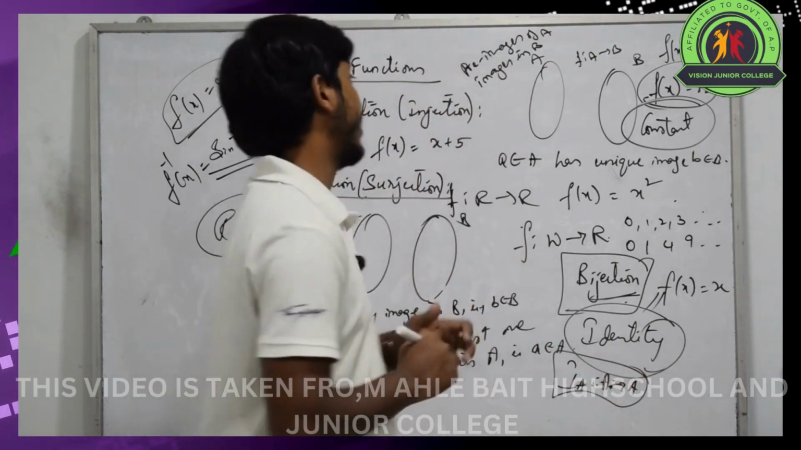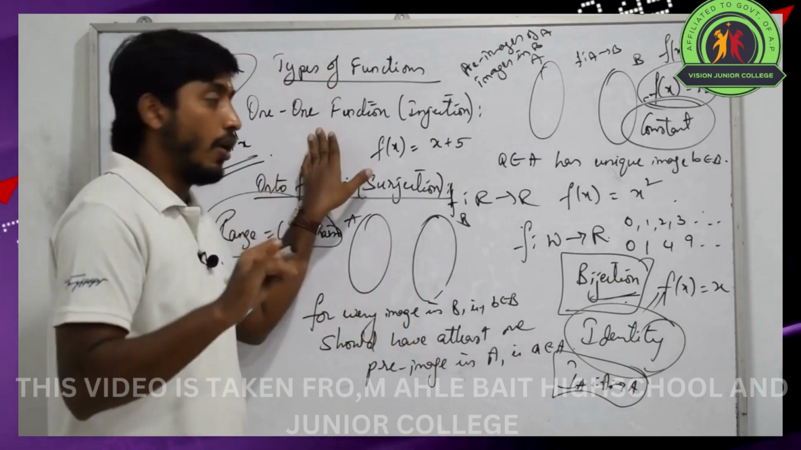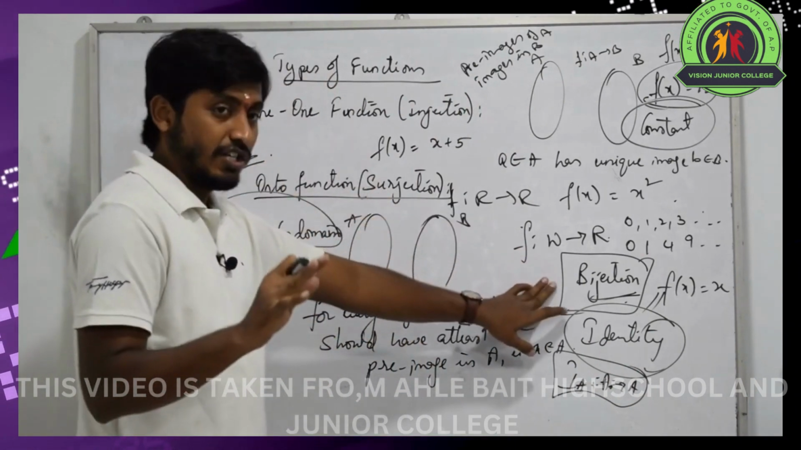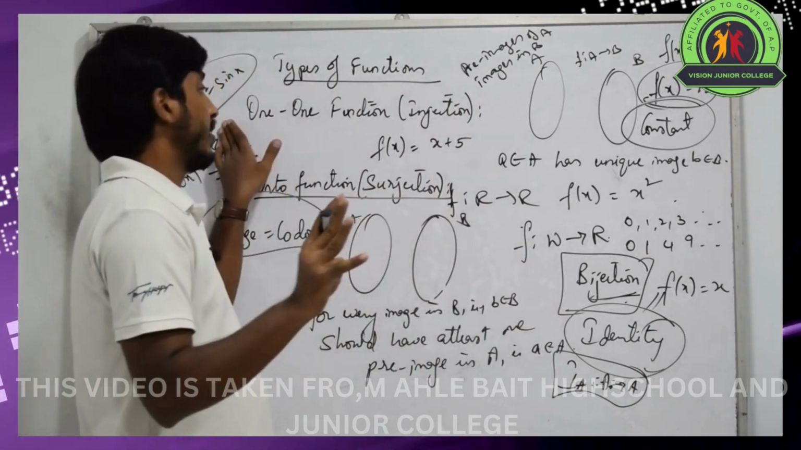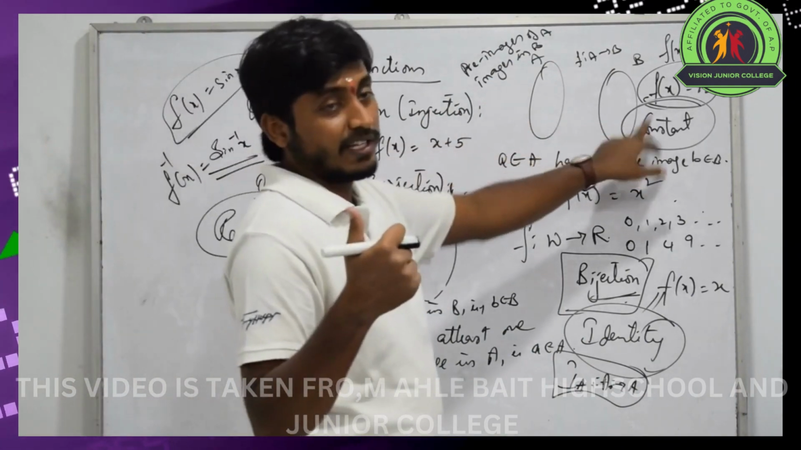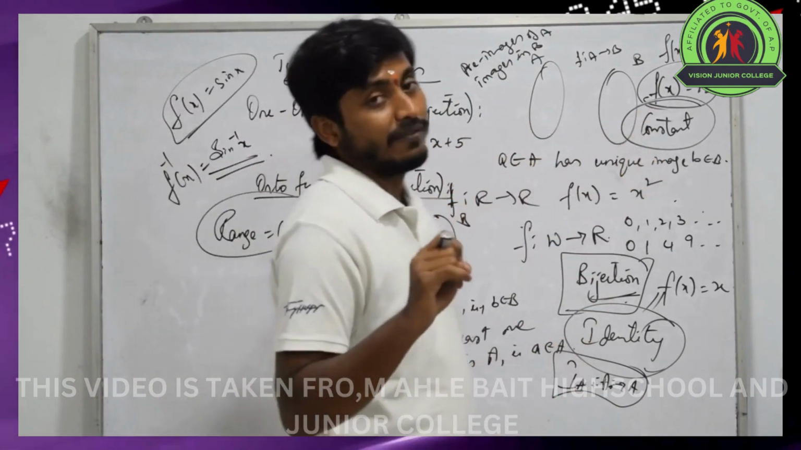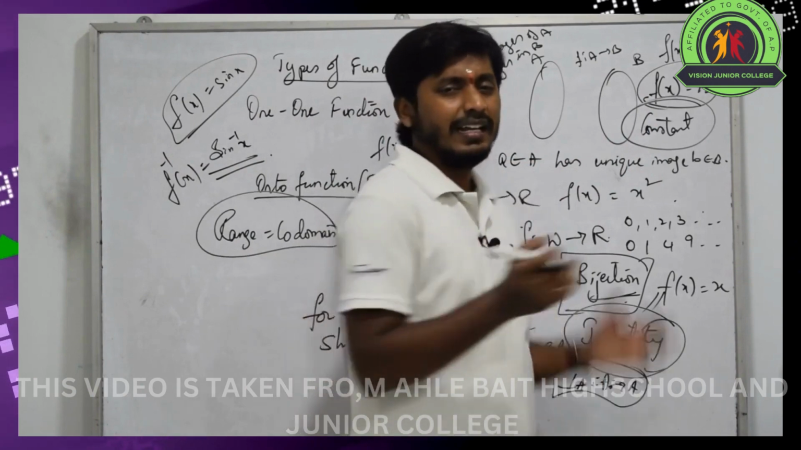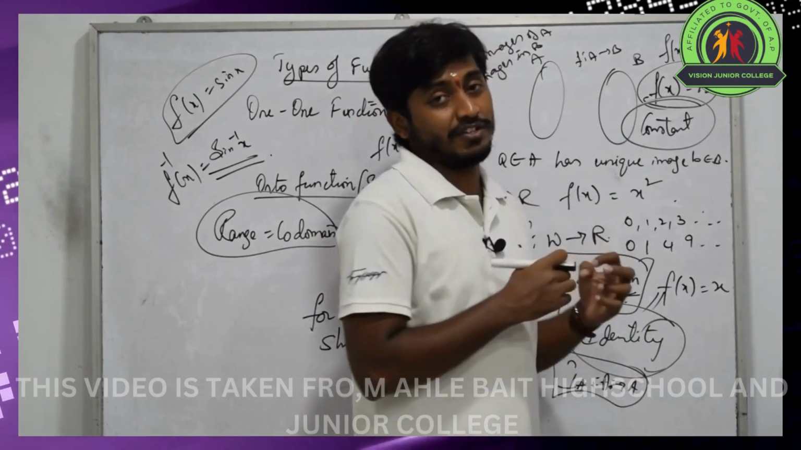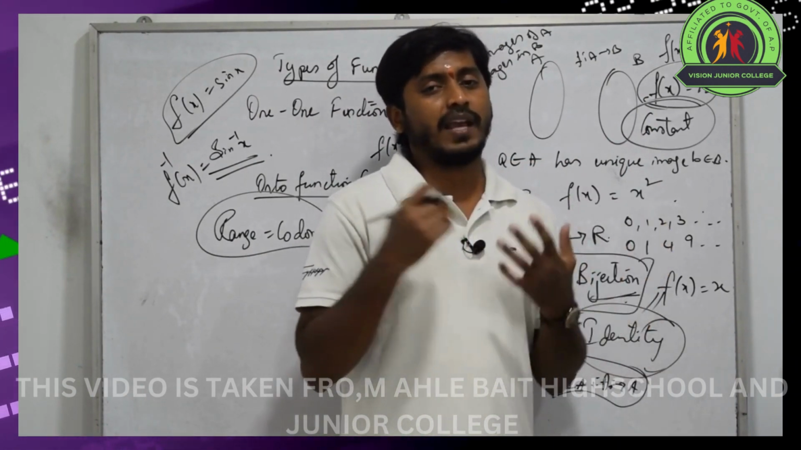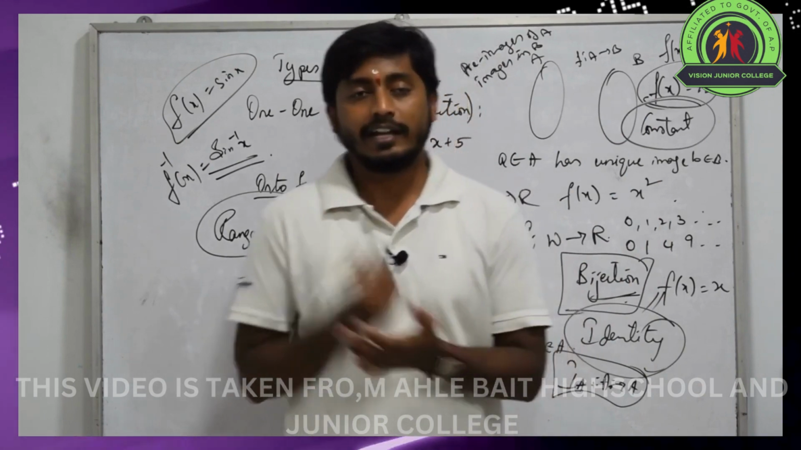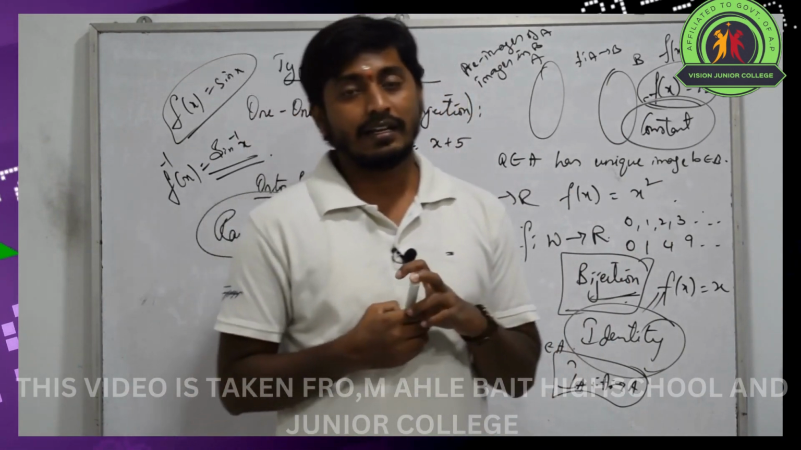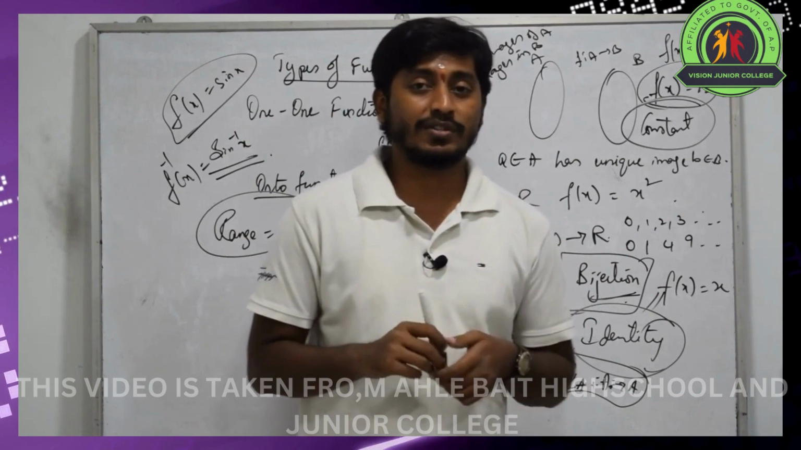What all functions did we discuss? 1-1 function, onto function, bijection, inverse function, and the next constant function, and finally identity function. Clear? These are the basic functions. Based on this, we can have many more function definitions. Clear? Did you understand? Shall we move to the next concept?